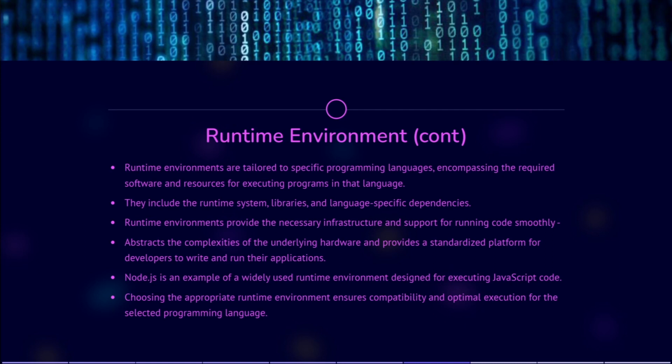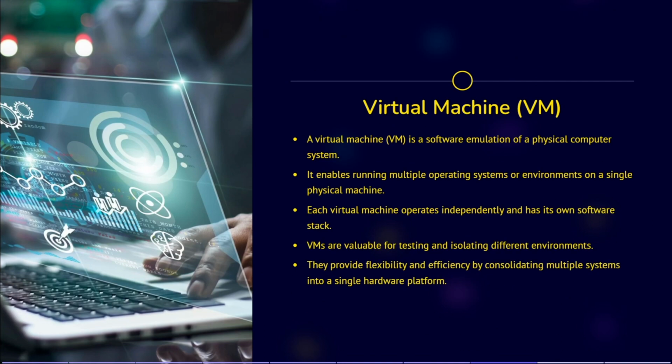Virtual machine, VM. A virtual machine is a software emulation of a physical computer system. It allows you to run multiple operating systems or environments within a single physical machine. Each virtual machine operates independently and has its own operating system, as well as all the code needed for that virtual machine to run, even if it repeats code. This makes it useful for testing and isolating different environments.